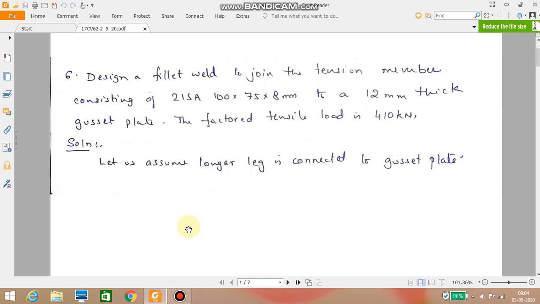More problems on welding. Design a fillet weld to join the tension member consisting of two ISA 100 by 75 by 8 mm to a 12 thick gusset plate. The factored tensile load is 410 kilonewton.